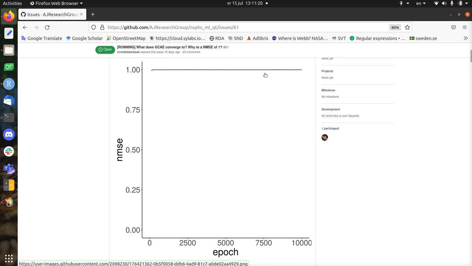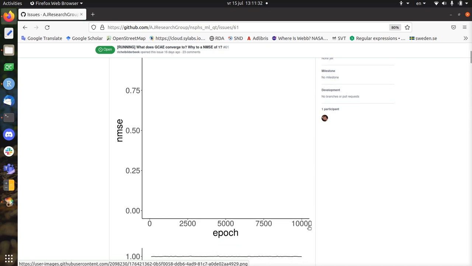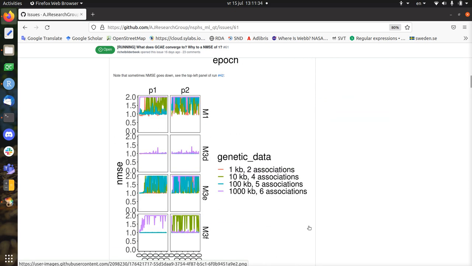So that was very weird, because what you would expect is that the neural network learns to do better predictions, so you expect the error to converge to 0. So that is the reason why I dived into this, because how can that be?